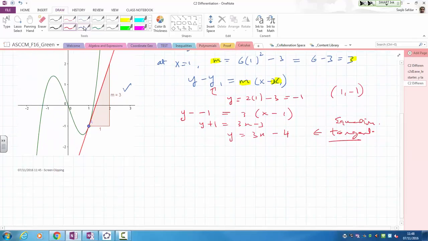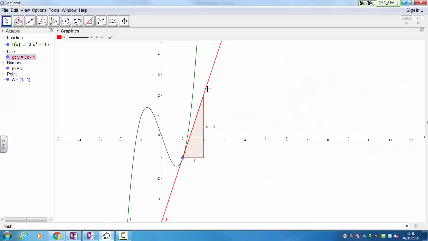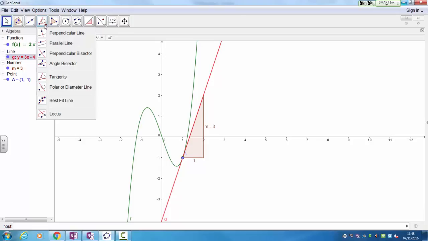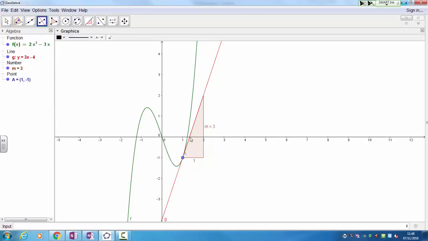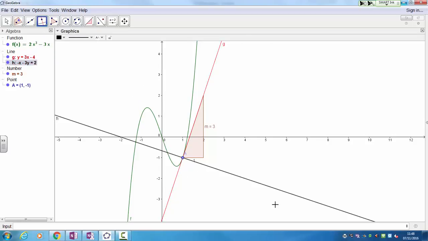Right. Let's extend this idea and say find the equation of the normal at x equals 1. Again, what we mean is that there has to be a perpendicular line at this point. I can just bring this up here. Let's have a look. We want just a perpendicular line, so I'll click the line, I'll click the point, and now I get a perpendicular line.